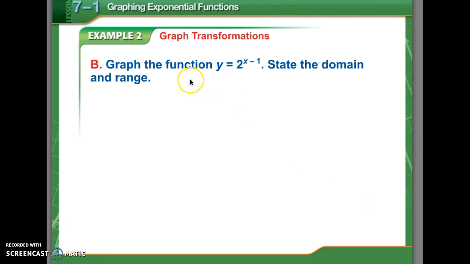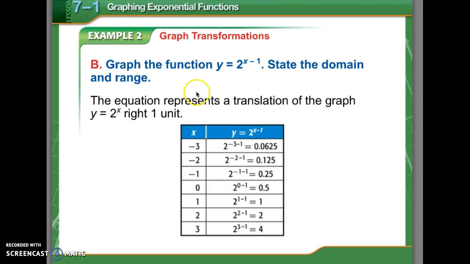Okay, for part B of example 2, we're going to look at the function y equals 2 to the x minus 1 power. This time the shift is an h value instead of a k. And then we're also going to state the domain and the range. So remember that any time you have a power that is shifted left or right, if it's minus, it's shifted right. If it's positive, it's shifted left. So this is a shift of the graph 2 to the x power, shifted to the right by 1 unit.